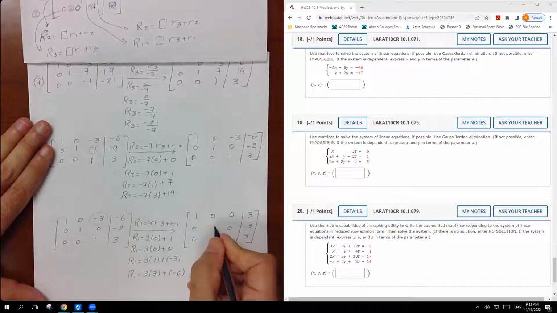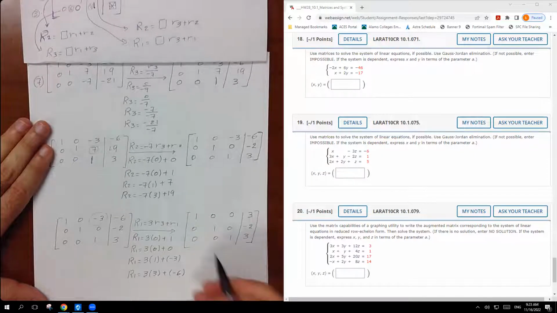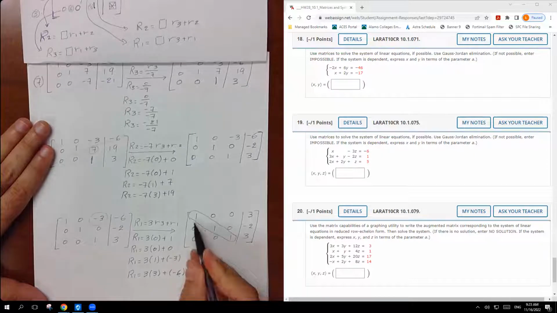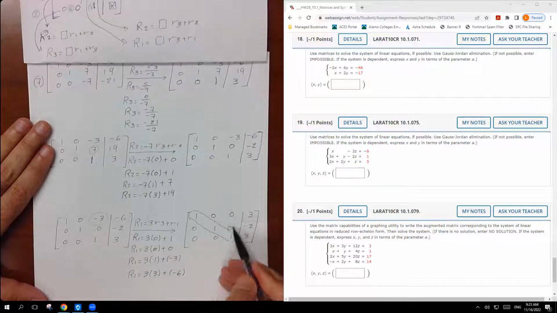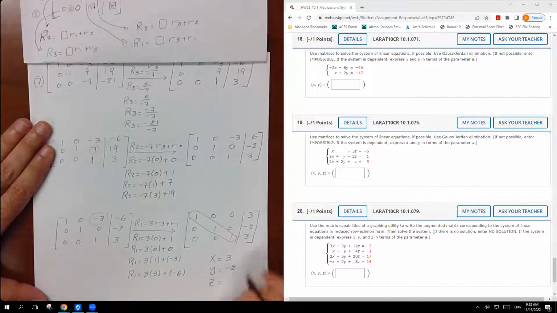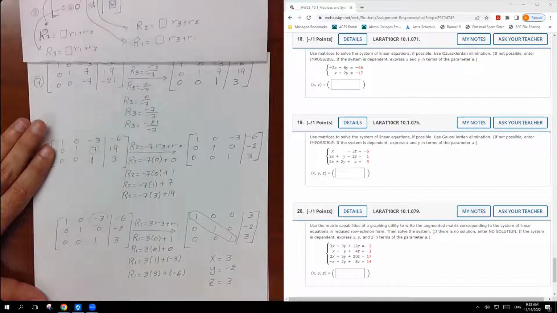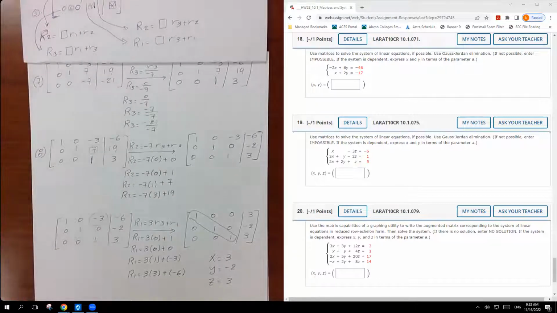If you look here, this is the last step. Here is the diagonal of the matrix, which is all 1s. All the numbers on the top are zeros, and all the numbers on the bottom are zeros. That means the solution is x equals the first number, y equals the second number, and z equals the third one, which is 3. That's it for this example.